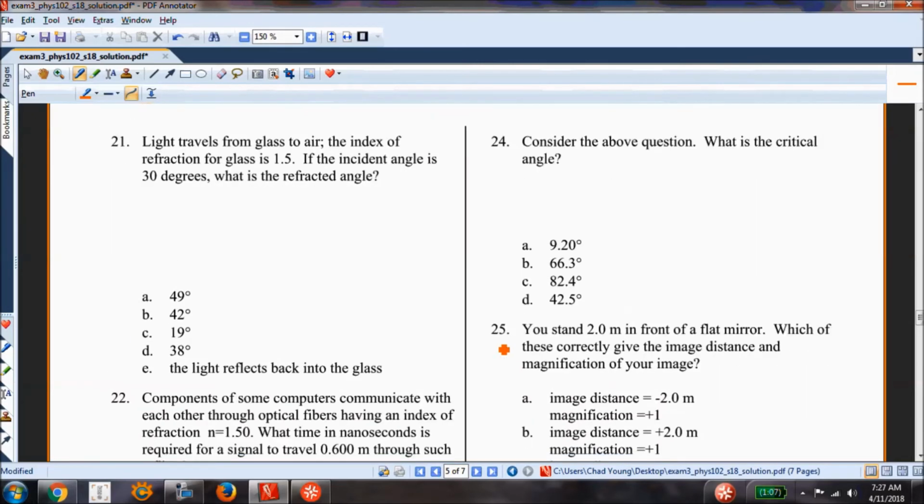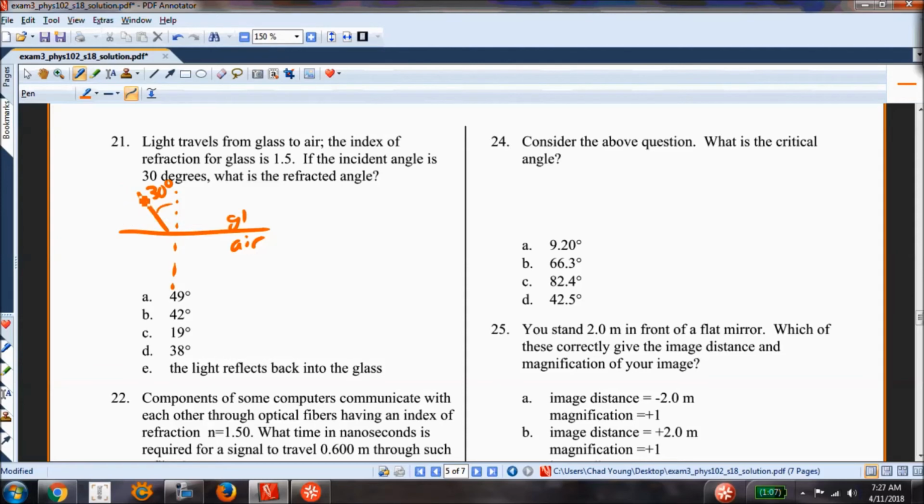Light travels from glass to the air. The index of refraction is 1.5. Incident angle is 30. What is the refracted angle? So I'm going from glass to air. I have this angle is 30 degrees, and I want to know what is the refracted angle.